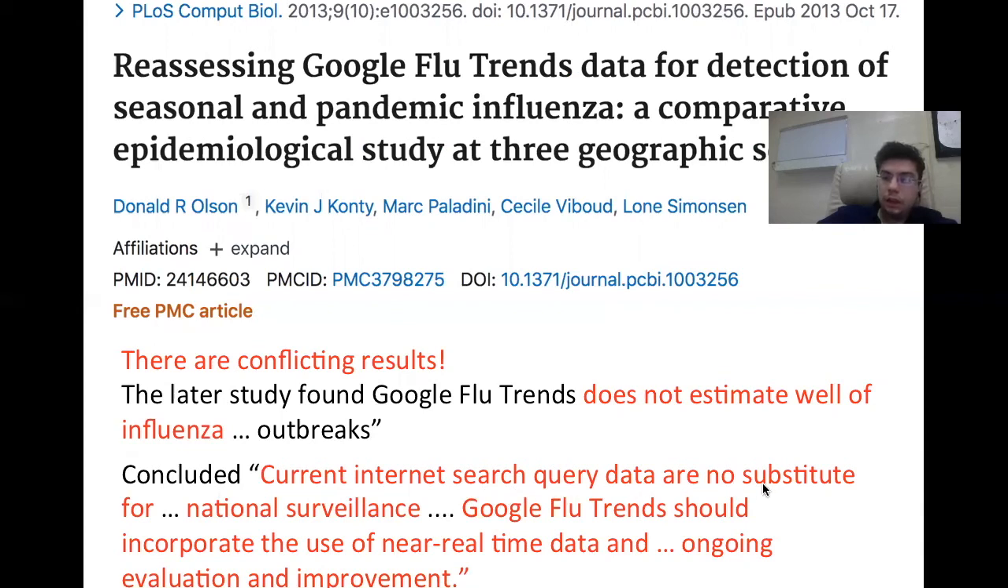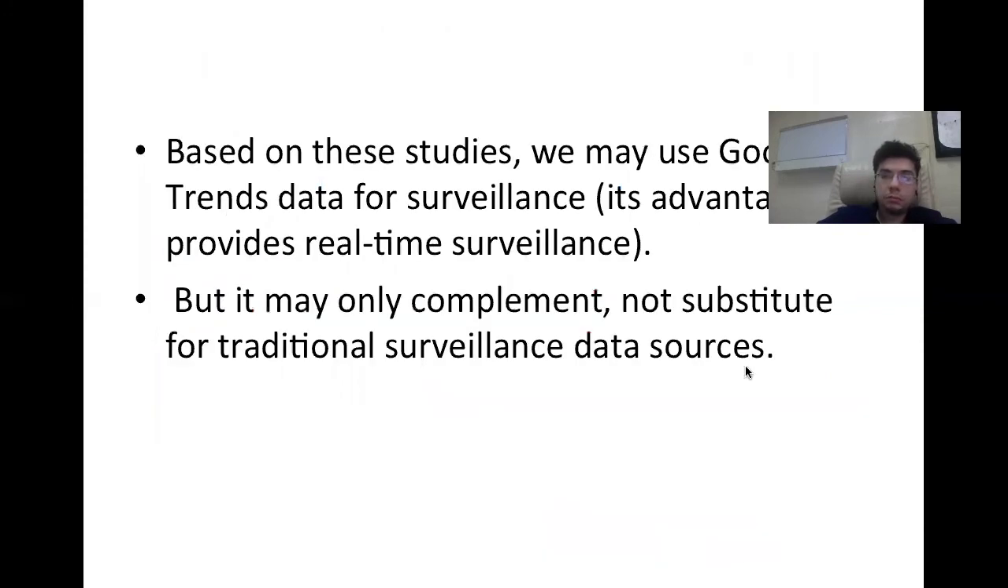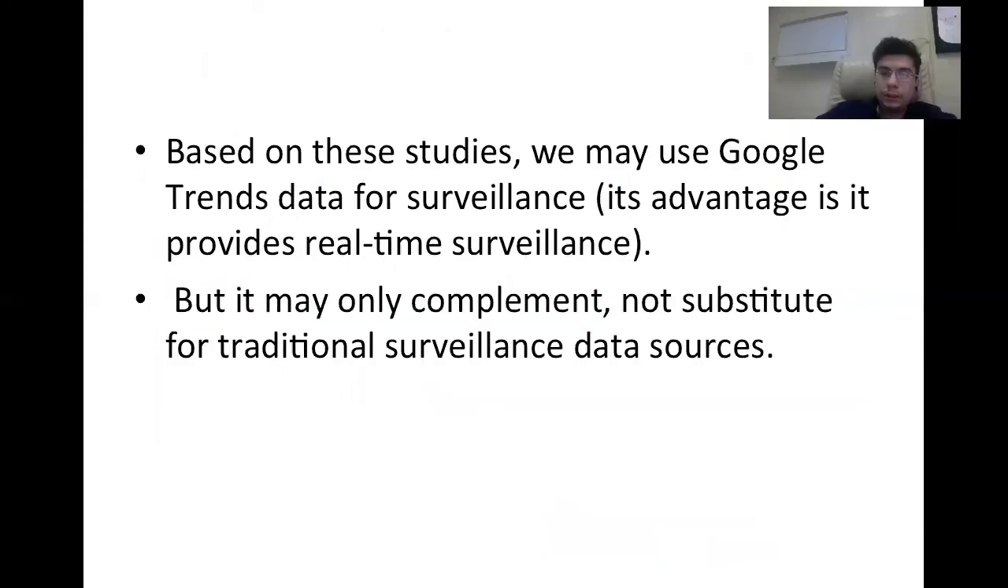However, Google Flu Trends should incorporate the use of near real time data and ongoing evaluation and improvement of this new data source. Based on these studies, we may use Google Trends data for surveillance. Its advantage is that it provides real time surveillance, but it may only complement but not substitute for traditional surveillance data sources as of now.